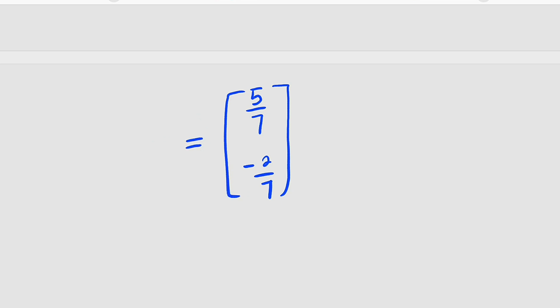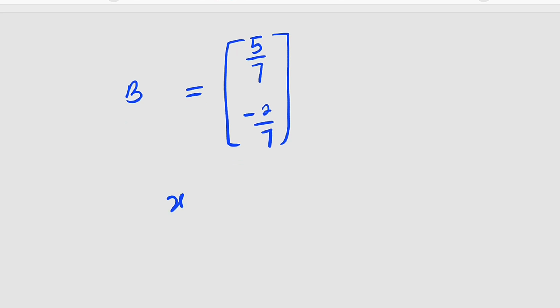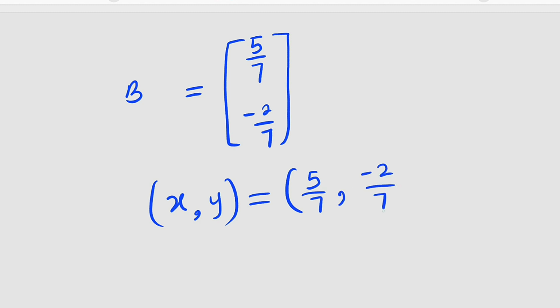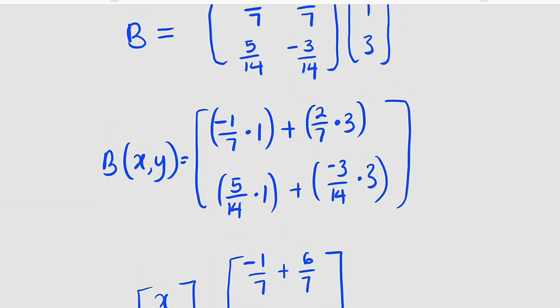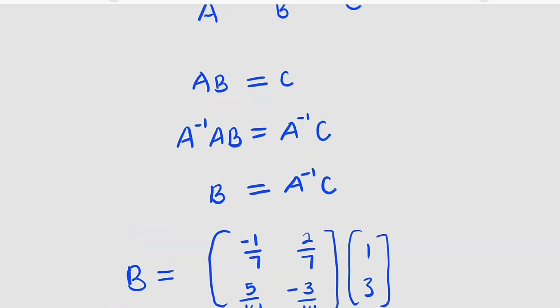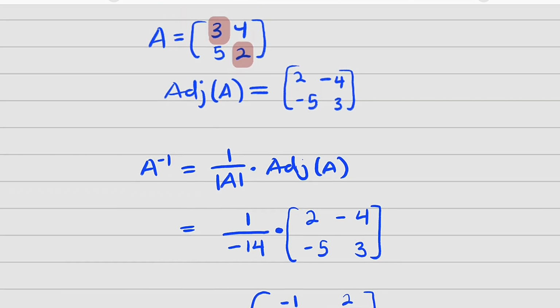Remember that this is equal to B, which stands for the values of x and y. Therefore, finally, you can clearly see that x and y, which we are looking for, are 5 over 7 and negative 2 over 7. So this is the solution to this system of linear equations, where we have used the inverse of our original matrix A to find the values of x and y.